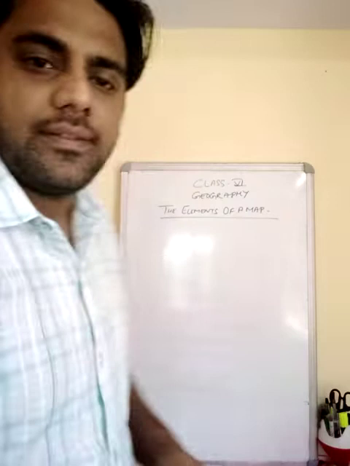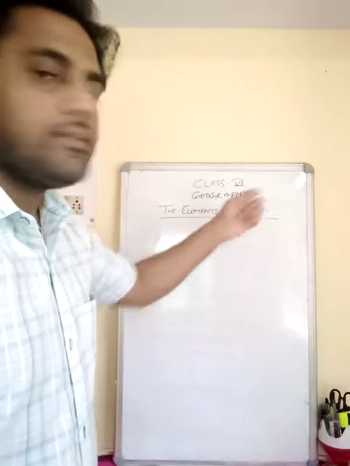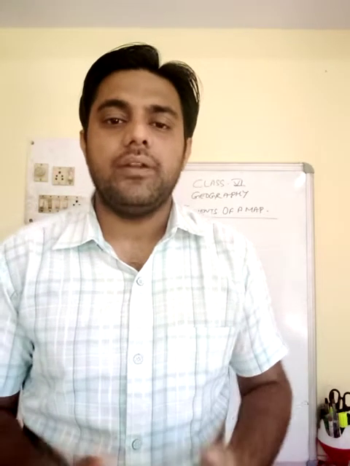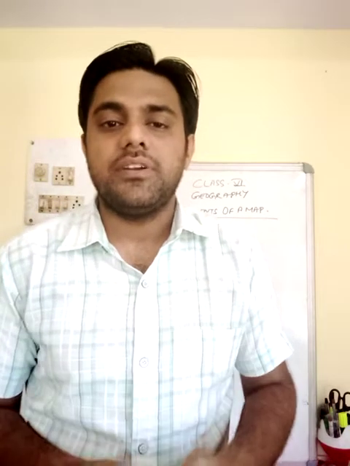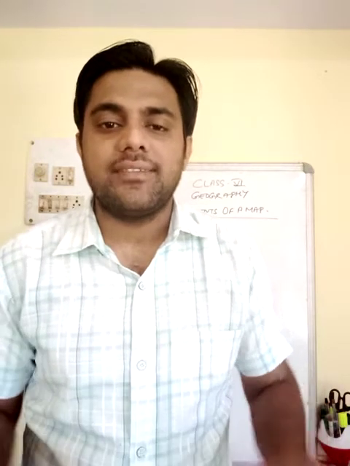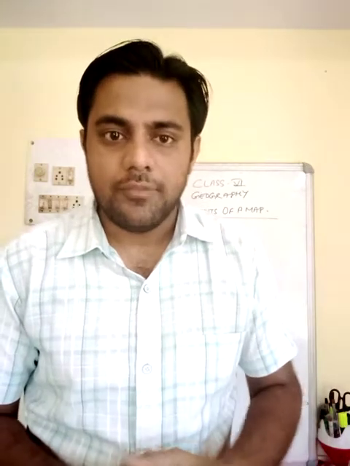Dear children, I hope that you have completed all your work from chapter 1 because today we will be starting the second chapter of your book, The Elements of a Map. Children, last time when we started on the map, we learned that a map is a representation of the earth as a whole or its part drawn on a flat surface to a scale.